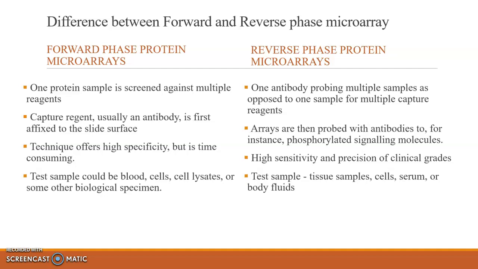The capture reagent, usually an antibody, is first affixed on the glass slide, and the array is then probed with antibodies to, for instance, phosphorylated signaling molecules. The technique offers high specificity, but it is time consuming. It has high specificity, sensitivity and precision for clinical targets, so we can accurately determine the interaction between different proteins, or between protein and DNA. The test sample could be blood cells, cell lysate, or some other biological specimen, such as tissues, cells, serum, and body fluids.